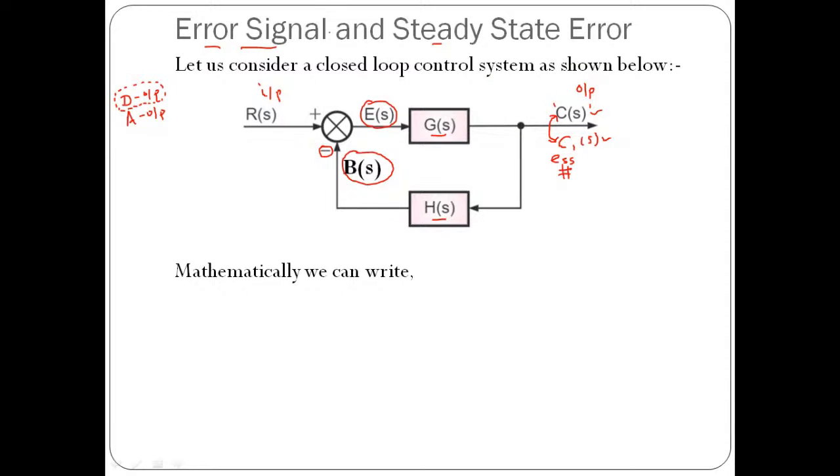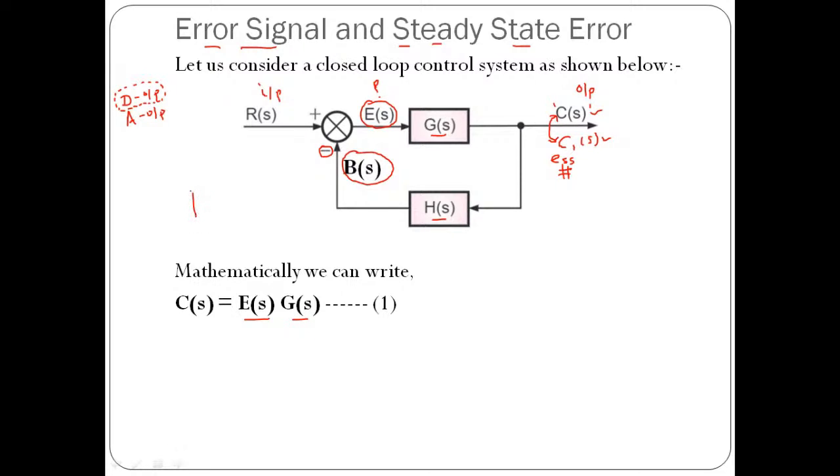Now our objective is to find the mathematical expression to calculate this steady state error and this error signal. How to calculate this? So for that, mathematically we can write C of S is nothing but E of S multiplied by G of S. This I think is understood by everyone. If you are still having some confusion about how to write these equations, just go and check the previous videos. In that I have explained in detail how we can write these equations.